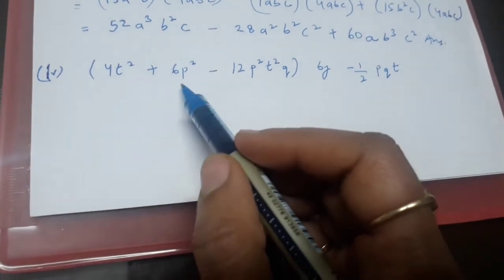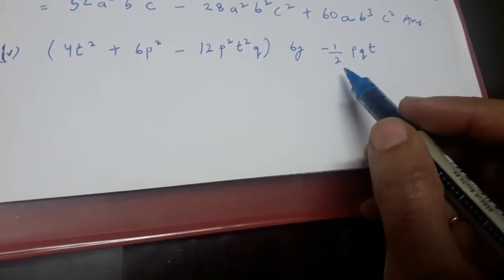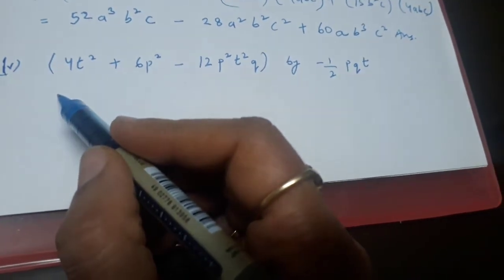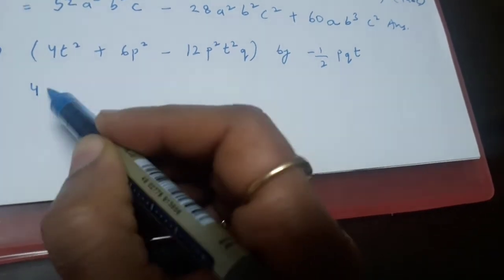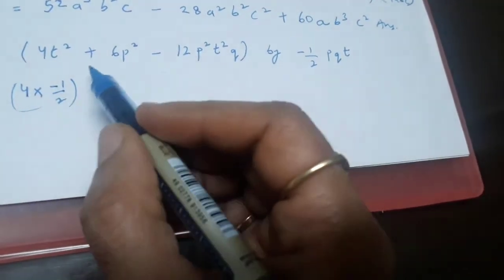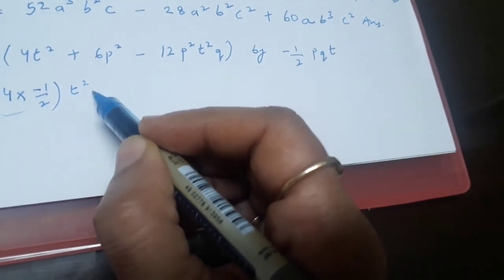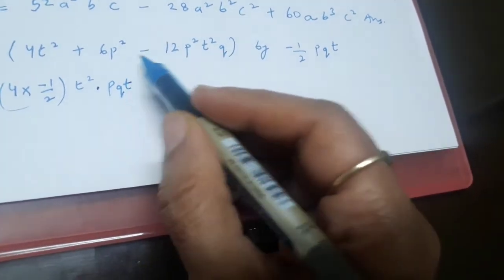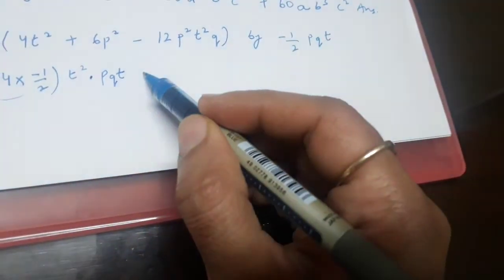So here 4t square plus 6p square minus 12p square t square q is to be multiplied by minus 1 by 2pqt. So how will we write? We will write it individually as we have written in our earlier parts. So 4 will be multiplied by minus 1 by 2, then t square, and we can write it as this dot means multiplication, pqt. Then this is done with this, then positive sign.